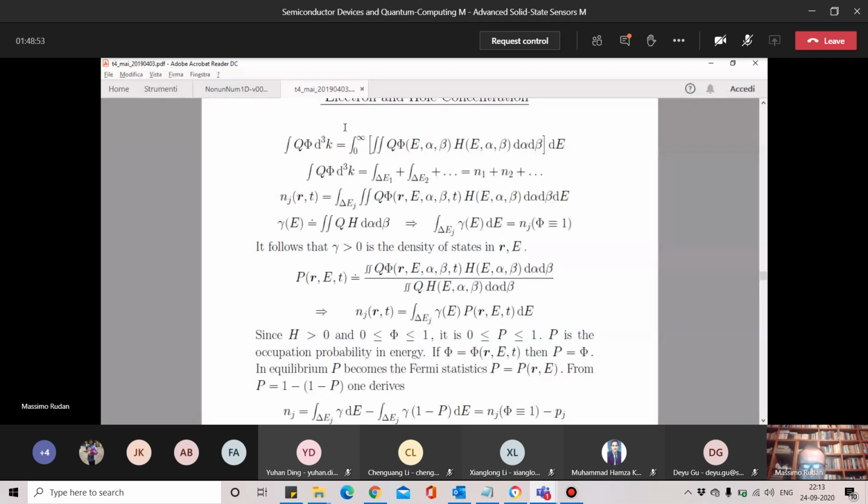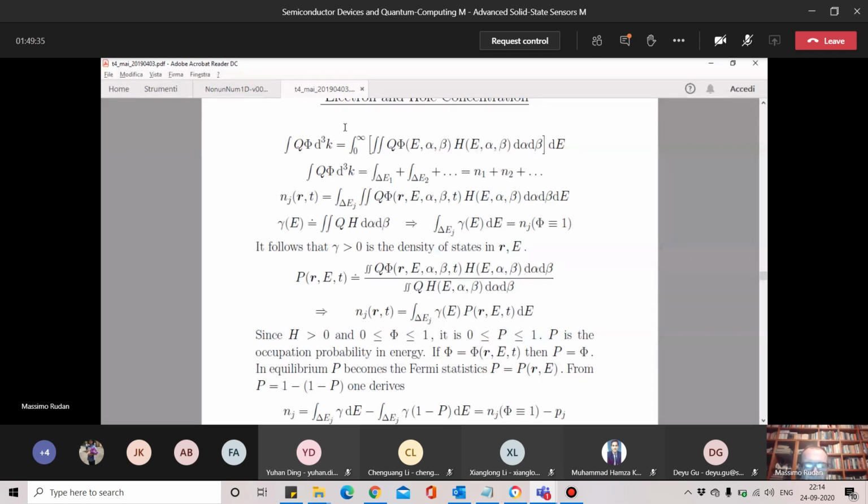So this gamma is the generalization of the gamma that we already encountered for the parabolic case. In that case, because the shape of the band was parabolic, it was easy to calculate, to bring the calculation to the end. So the form of gamma in that case is given. This is a more general definition of gamma, but the concept is the same. Gamma here is the density of states in energy and physical space.